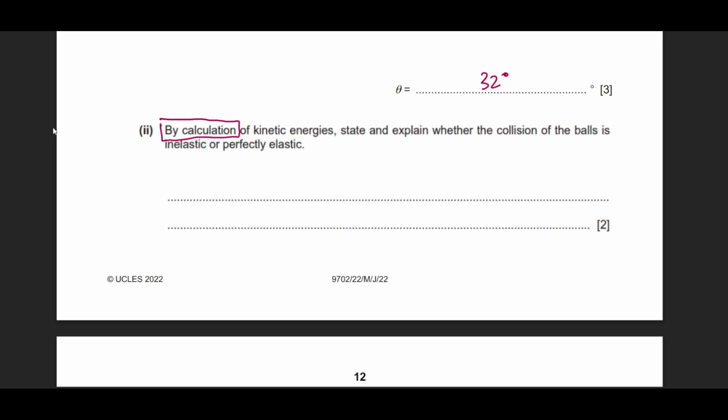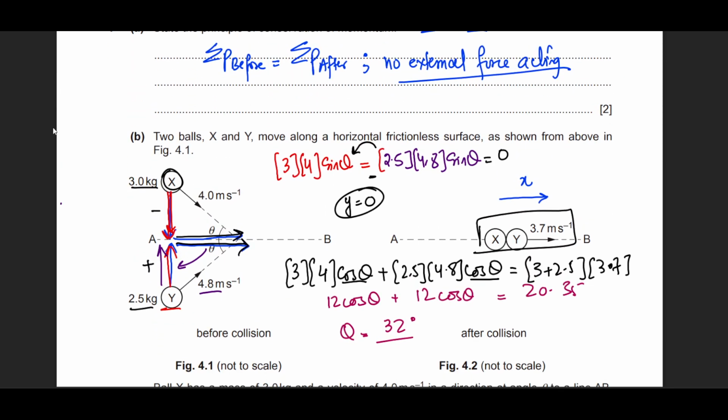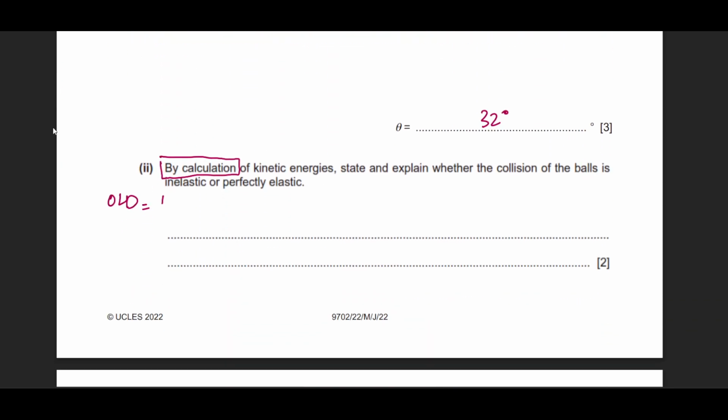So how can we do that? We are going to find the old kinetic energy of the system, which is the kinetic energy of both objects combined. That would be 1/2 into the mass of one of them, which is 3 kg, times its initial velocity 4 squared, plus 1/2 into the mass of the other object, which was 2.5, times its velocity 4.8 whole squared. When you work this out, the answer is 52.8 joules.